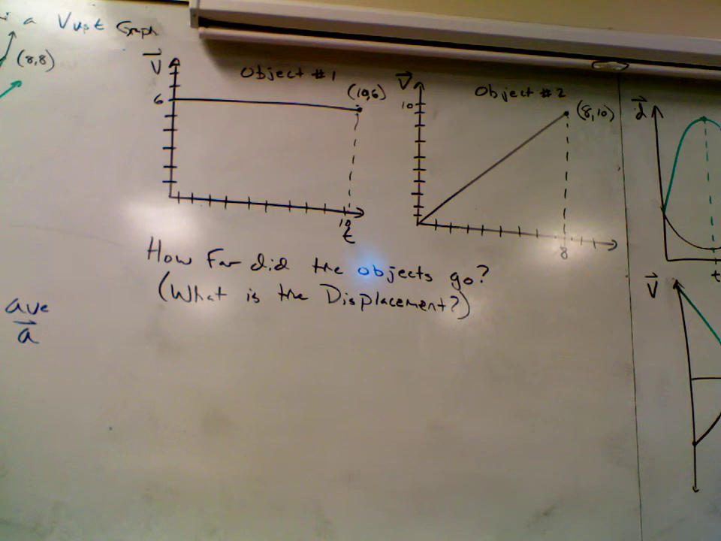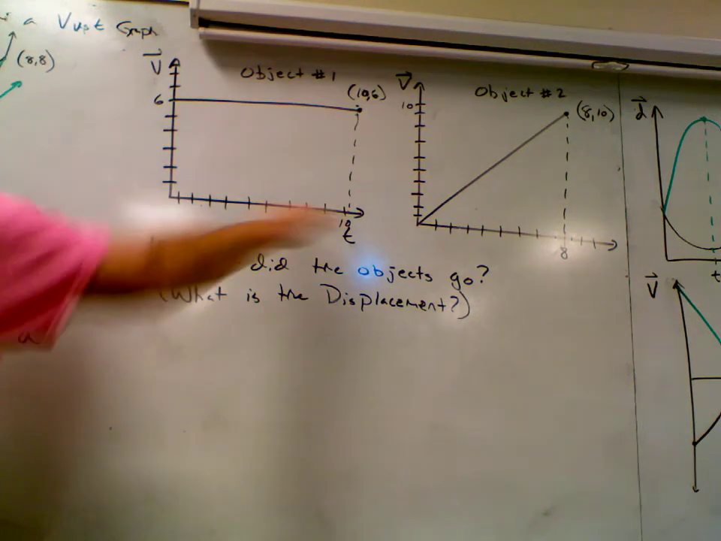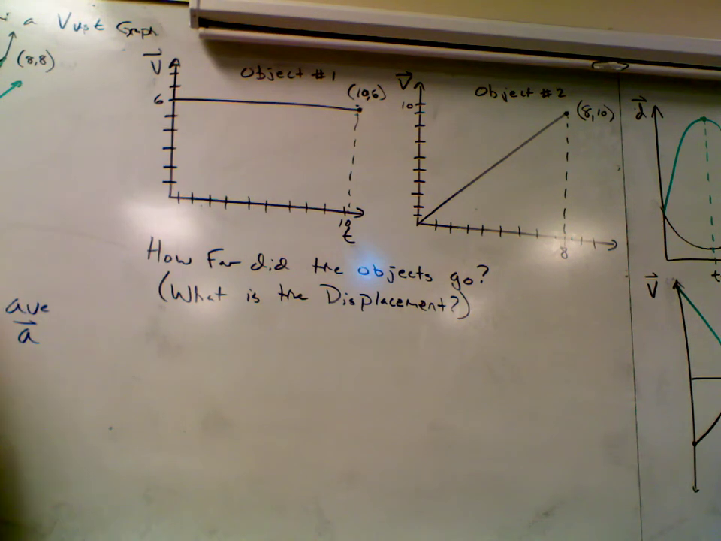What's this quantity up here? Velocity. What's this quantity down here? Time. Do I have any equations that have velocity, time, and displacement in them? Yes: equation 3, or 5, or 7.